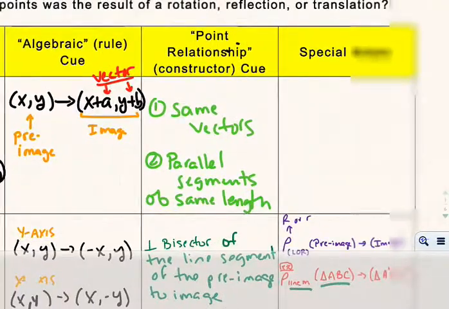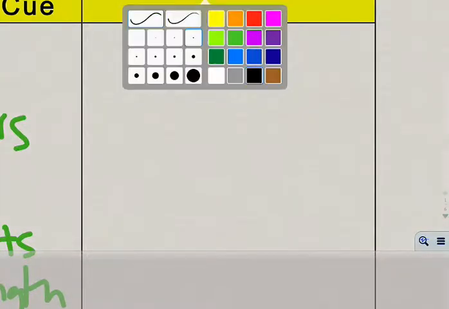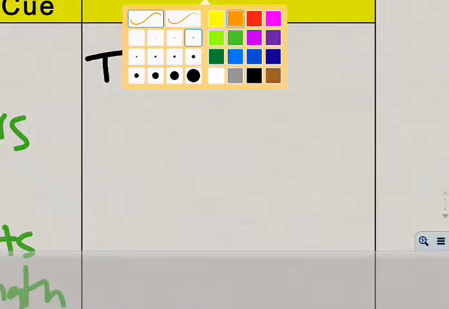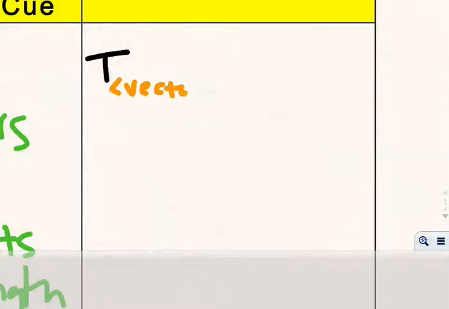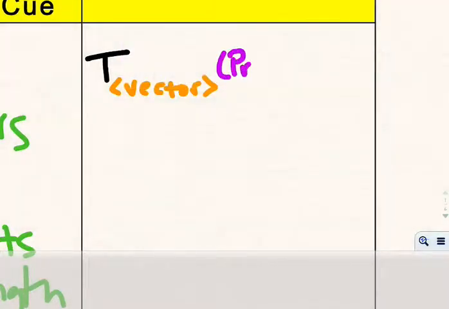Okay. So we talk about special notes. Everything here in the special note column has been like a general rule, and today is going to be no exception. The coordinate rule is fine as long as you can coordinate, in other words, as long as you have a grid. But if you take yourself out of the grid, you still need a way to give us an order. So we have T for translation. The subscript in this case is going to be the vector of the preimage that is going to take us to the image.